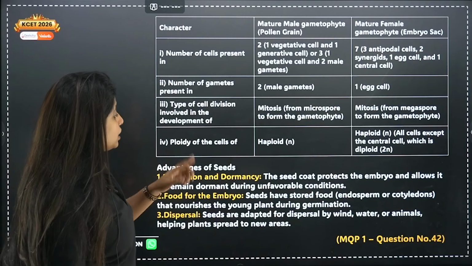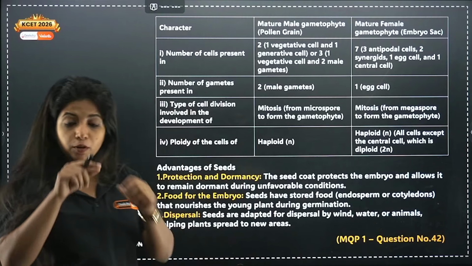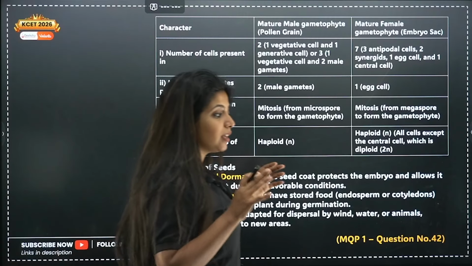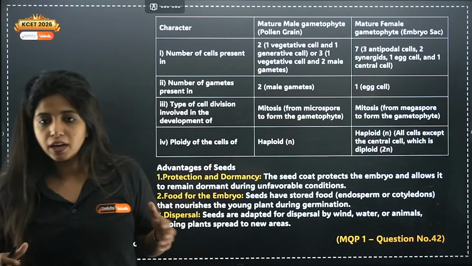Now, what are the advantages of seed? Seed provides protection and dormancy, my dear, because the seed coat is there. Remember the integuments which are there in the ovule? They transform into what? Seed coat, testa and tegmen, and they provide protection and also dormancy.